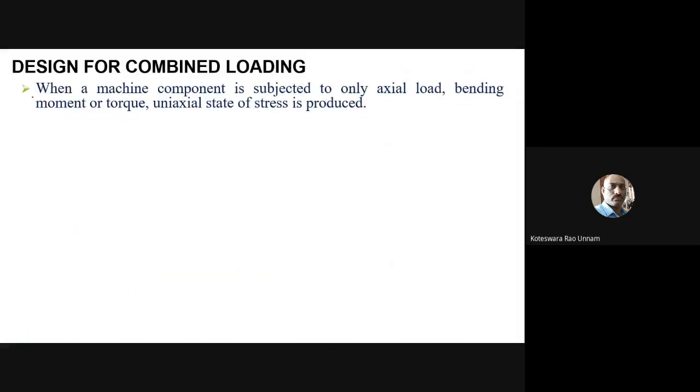So first, when a machine component is subjected to only axial load or bending moment or torque, what kind of state of stress is it producing? Uniaxial state of stress. What do you mean by uniaxial? Uniaxial means only in one direction. The stress is acting only in one direction. Suppose if you take the previous problem, you have a bending stress only in the x direction. If you take the length direction of the shaft as x, you have only one kind of stress, and the stress is going to be unidirectional.